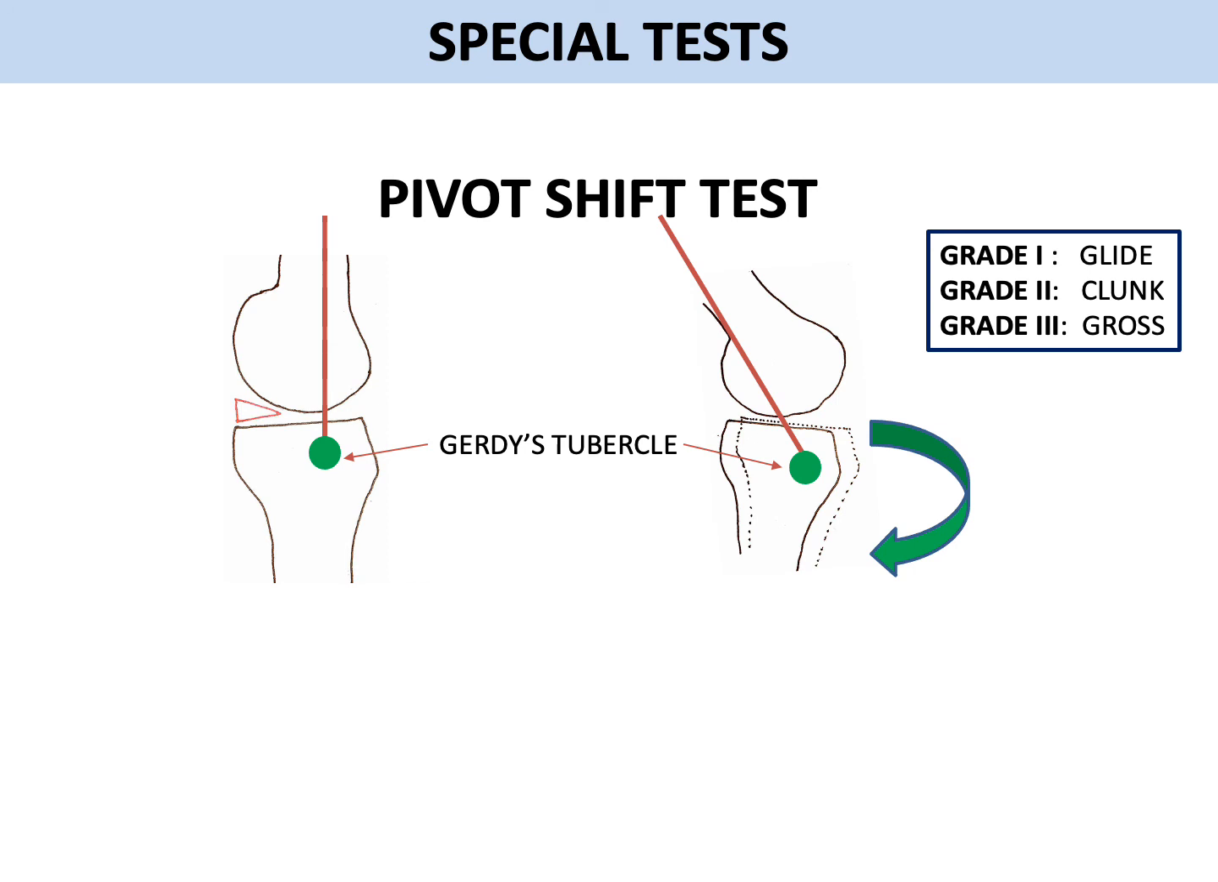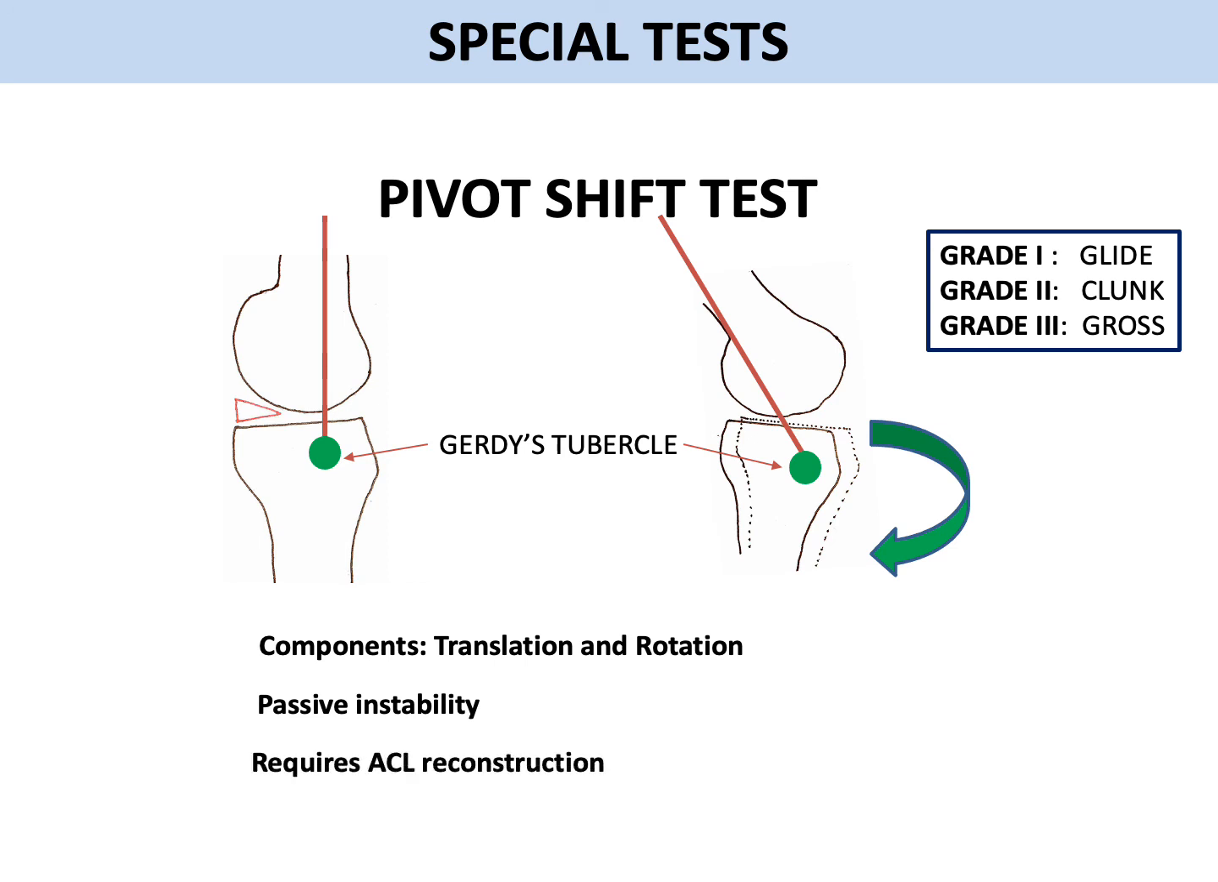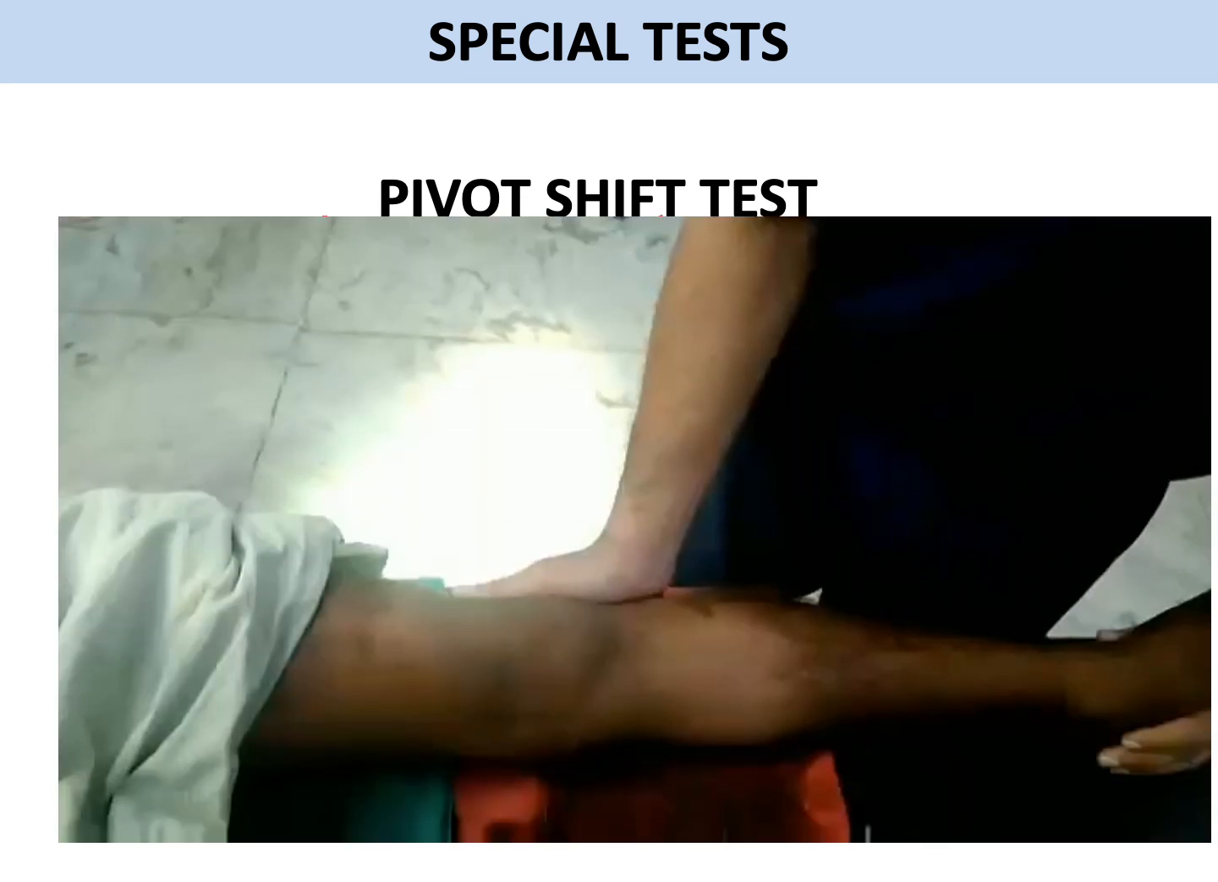And there are several other modifications of the pivot shift test, the reverse pivot shift test, just to name a few. The two important components are translation and rotation. These are two important components of the pivot shift test, and it implies passive instability. Thereby, the patient requires ACL reconstruction. And if it's present post-operatively, even after ACL reconstruction, this indicates the requirement of anterolateral ligament reconstruction. Let us see how this is done here in this video.